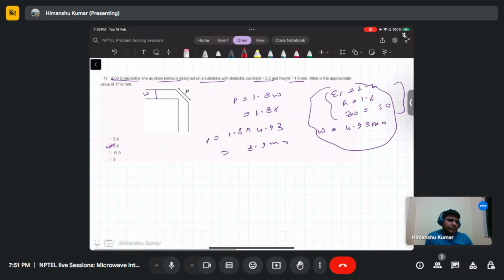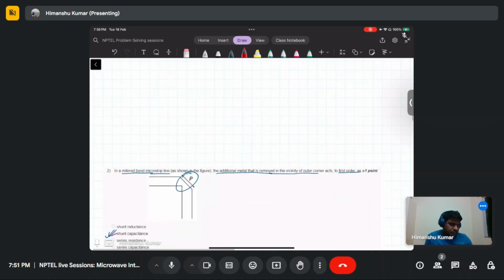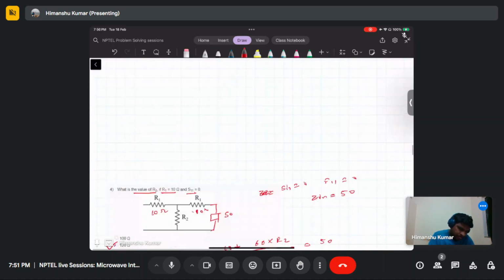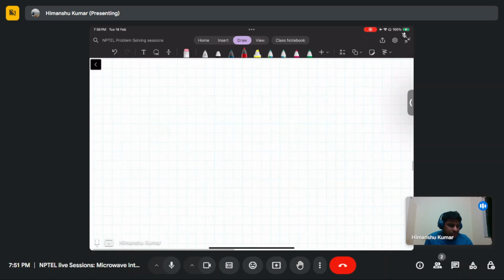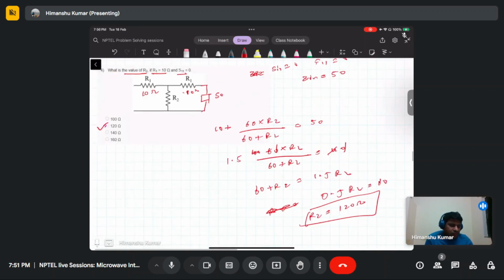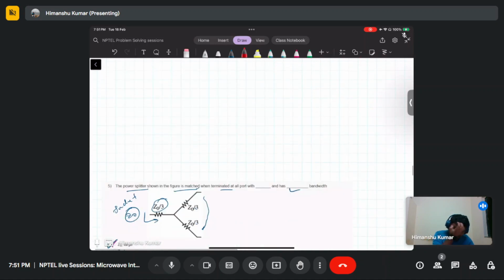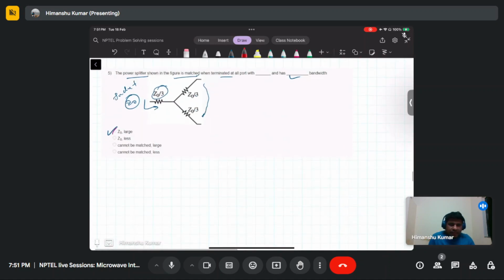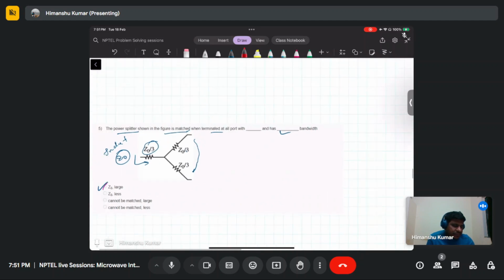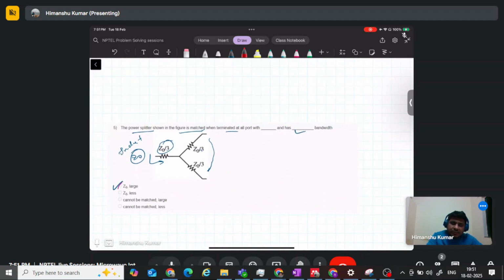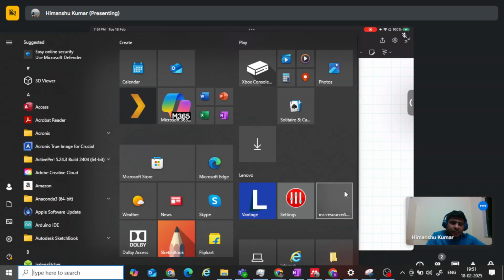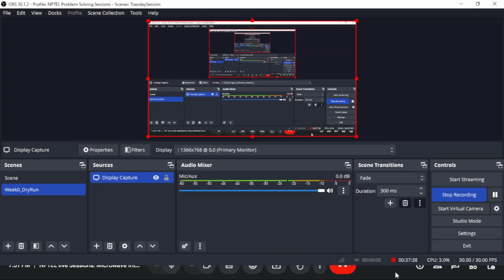For a four-port network, you can match all the ports even if it is lossless and reciprocal. That's why couplers are important in that sense. So these were the few problems at my end.